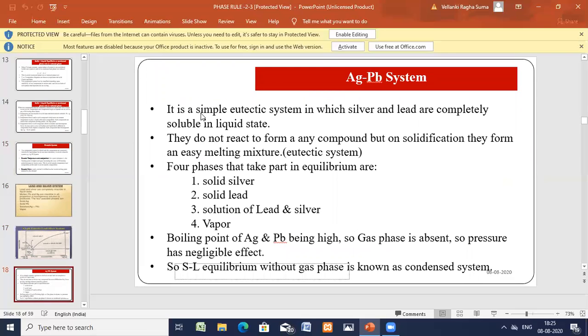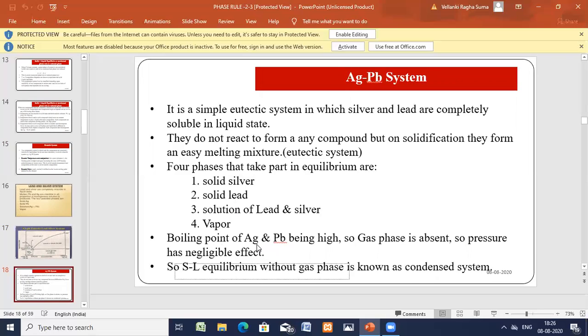It is a simple eutectic system in which silver and lead are completely soluble in the liquid state. They don't react to form any compound, but on solidification they give an easily melting mixture. Without reacting, a melting mixture is formed. That is a eutectic system. Now, four phases are taken in equilibrium: solid silver, solid lead, the solution of both of them, and the vapor.